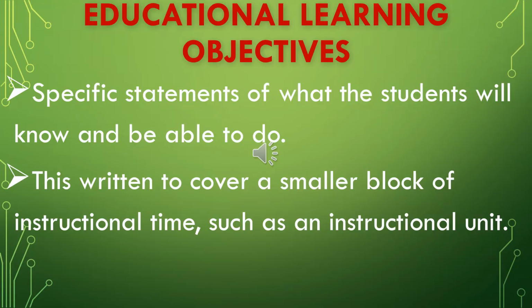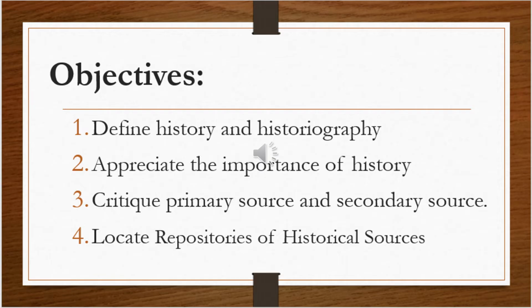The educational learning objectives, class, are specific statements of what the students will know and be able to do. This is written to cover a smaller block of instructional time, such as an instructional unit. Class, in the syllabus that I showed a while ago, there is a topic. So the first topic there is the meaning or the introduction of history. So these are my objectives in the first unit. We have to define history and historiography, appreciate the importance of history, critique a primary source and secondary source, and fourth, locate repositories of historical sources.